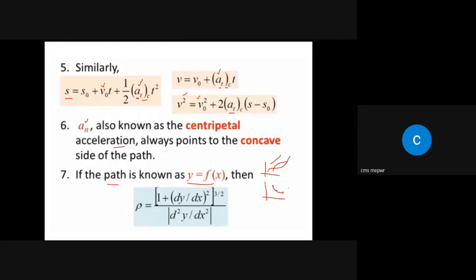If this is y and this is x, and we find dy by dx and put that in this equation, we can find the radius of curvature at any instant. So if the path is known, the radius of curvature can be given by this equation: 1 plus dy by dx whole square, and then the double derivative of y with respect to x, d square y by dx square, raised to the power 3 by 2.